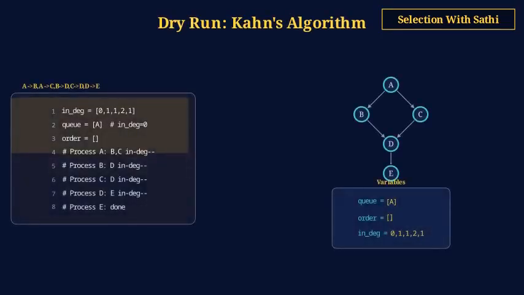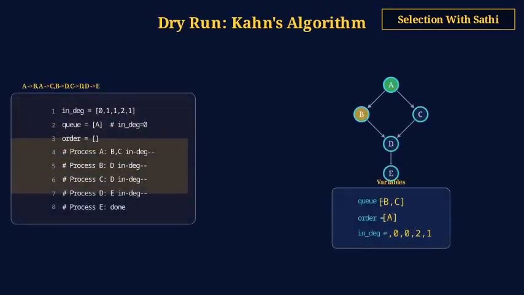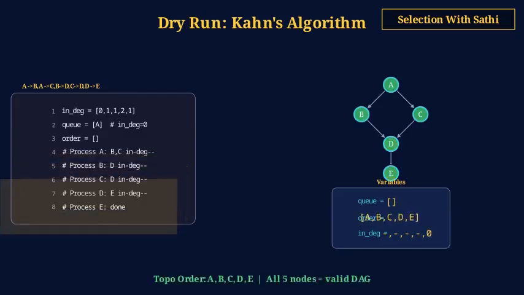Let us trace Kahn's algorithm on our 6-node DAG. Edges 0 to 1, 0 to 2, 1 to 3, 2 to 3, 3 to 4, 3 to 5. Compute indegrees. Node 0 has 0, nodes 1 and 2 have 1 each, node 3 has 2 because both 1 and 2 point to it, nodes 4 and 5 have 1 each. Only node 0 has indegree 0. Enqueue 0. Process 0, add to order. Reduce indegree of 1 and 2. Both become 0. Enqueue both.